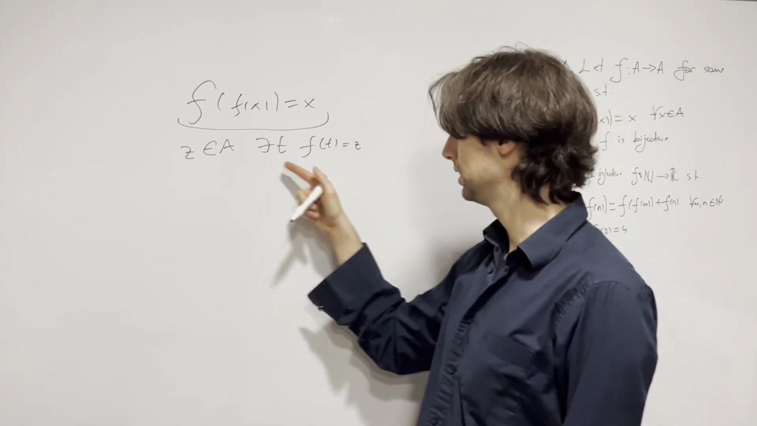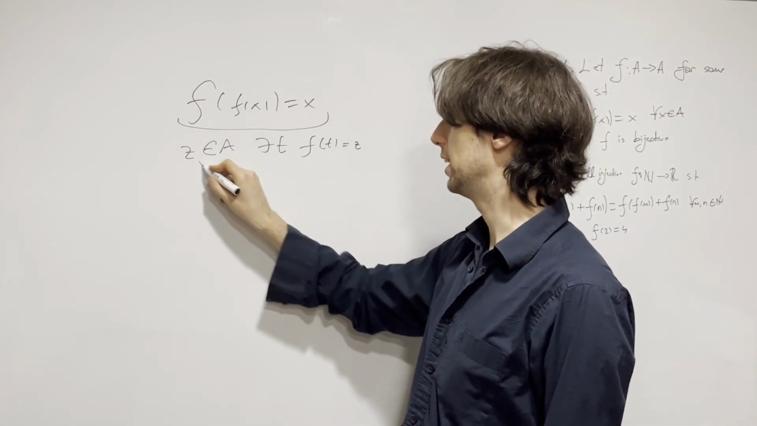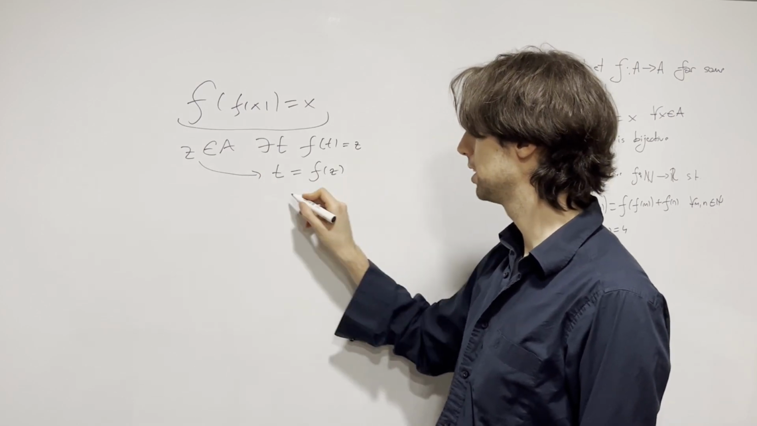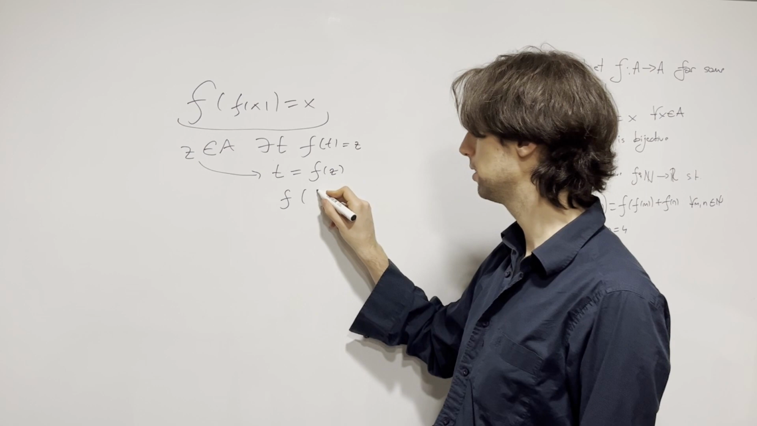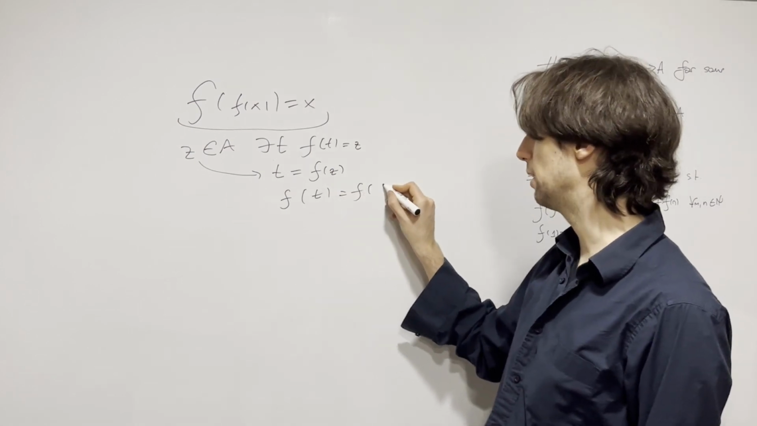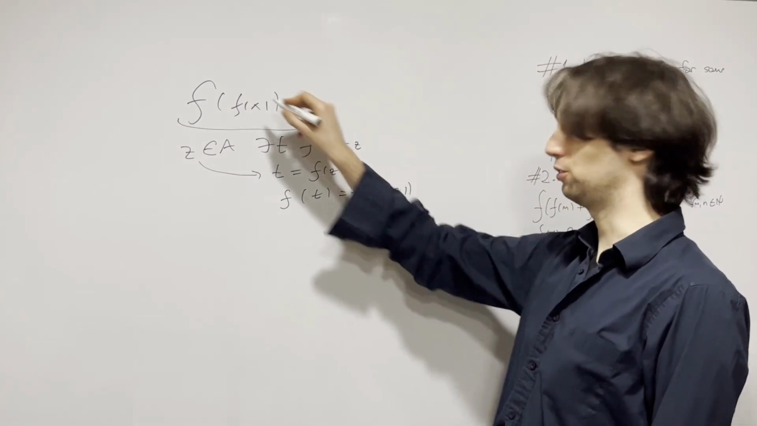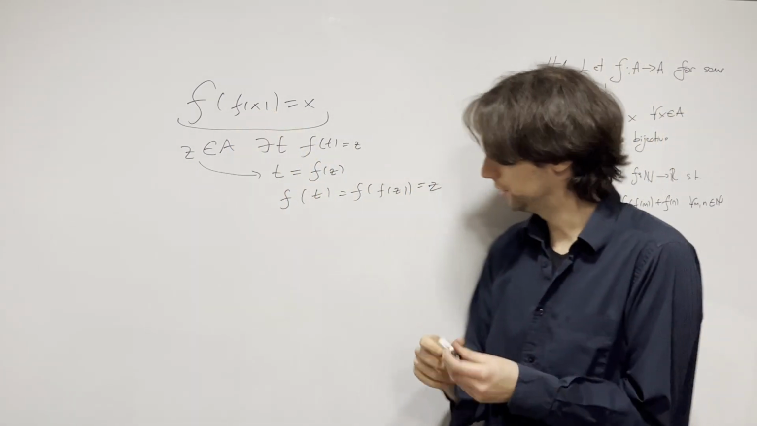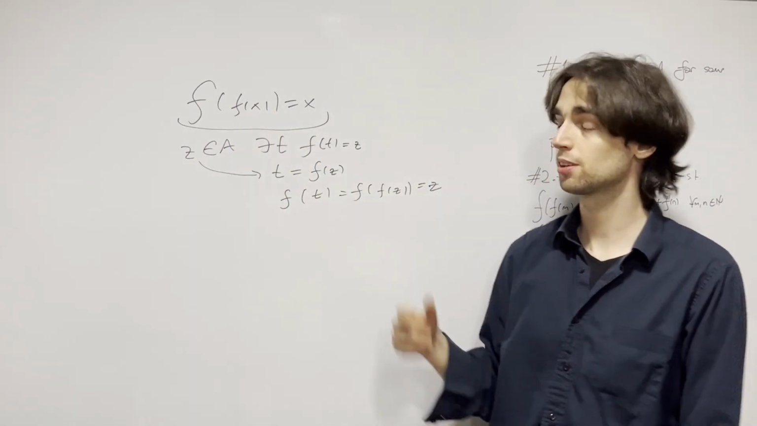The answer is, for every z, if we plug in t equal to f of z, we will have f of t equal to f of f of z, which is by this equal to z, and this proves that f is surjective.